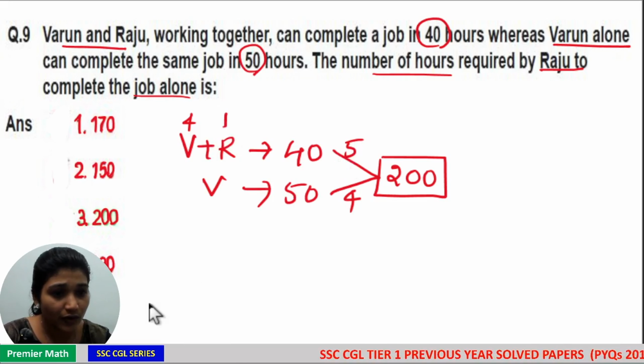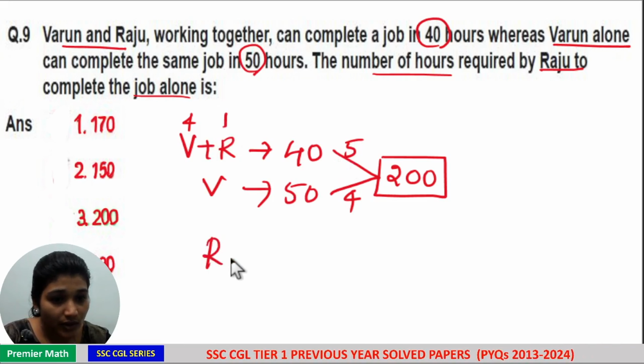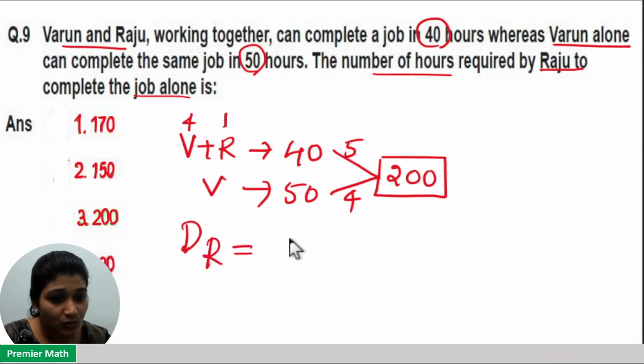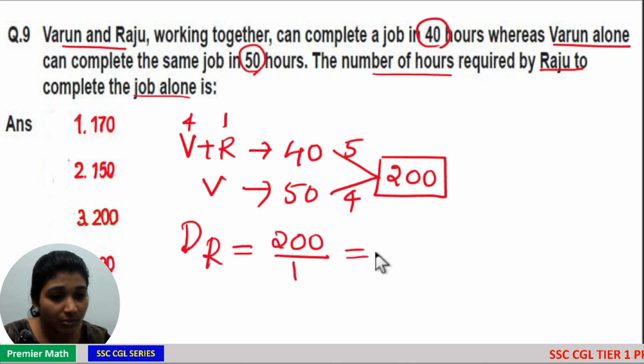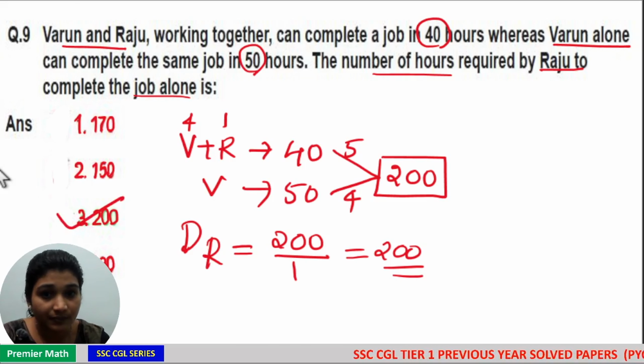Total efficiency is 5 units. Now Raju can complete this 200 units of work in 200 days, because Raju's efficiency is 1 unit. 200 by 1 is equal to 200 days. Option 3 is your answer.